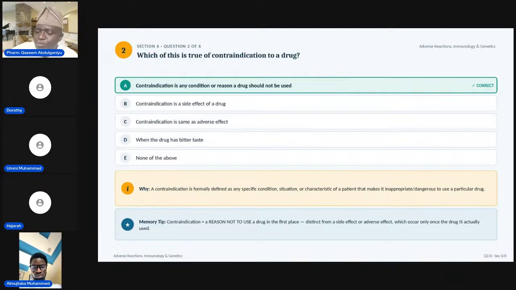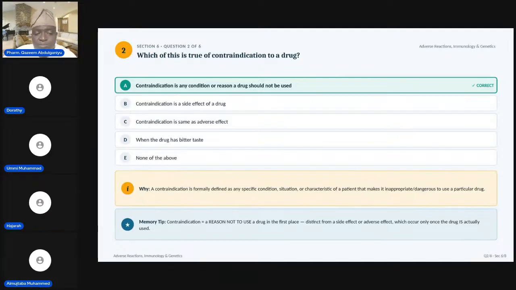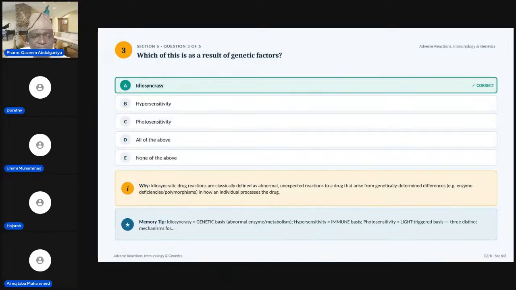I'll give you an example now. Ciprofloxacin is contraindicated in patients that are below 16 years of age. That's a contraindication. It means with that particular kind of patient, you cannot use it because it is dangerous. Then I'll go to the next one.